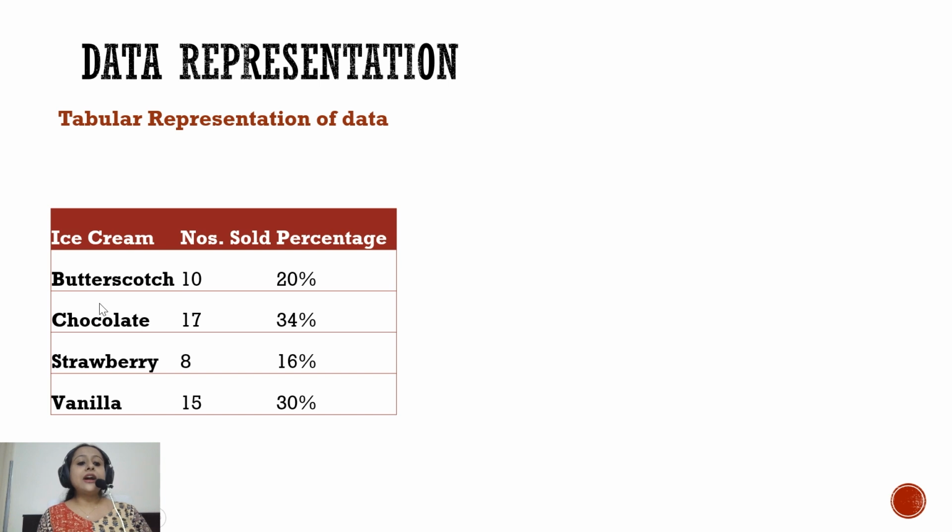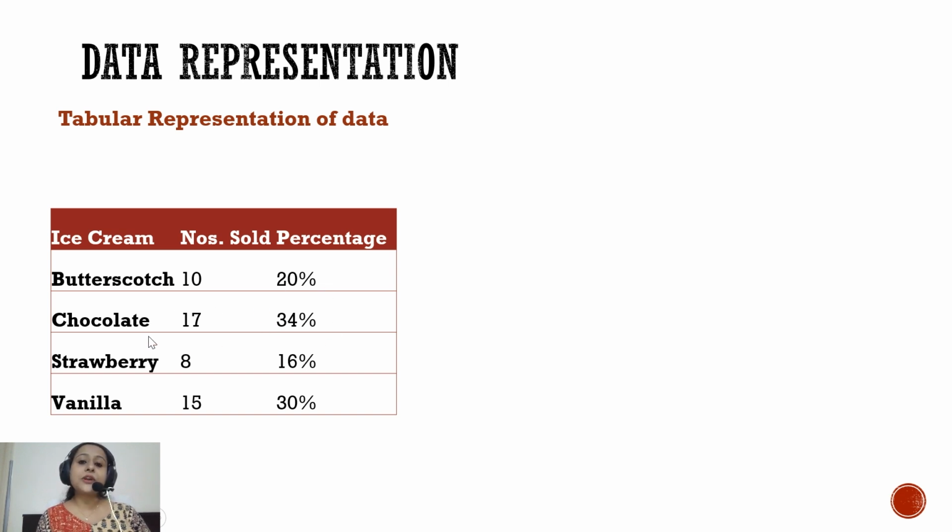So I have data of ice cream sold, right? Number of different types of ice creams are there. How many of each ice cream is sold is also mentioned there, and percentage. Finally, the percentage is also calculated. Now the same data, so here for example 34% of total ice cream sold is chocolate. Okay, so which is the highest percentage of ice cream?